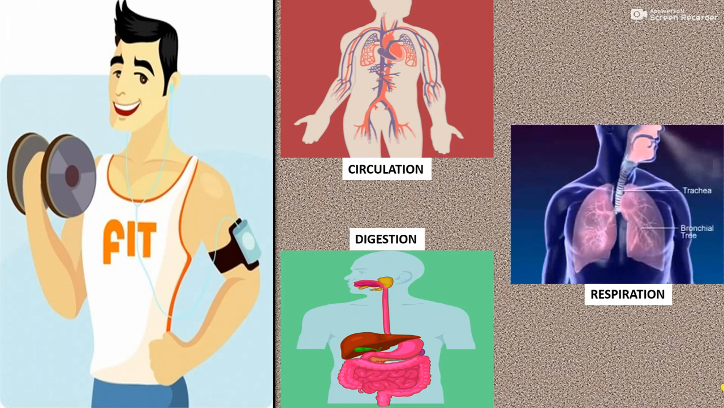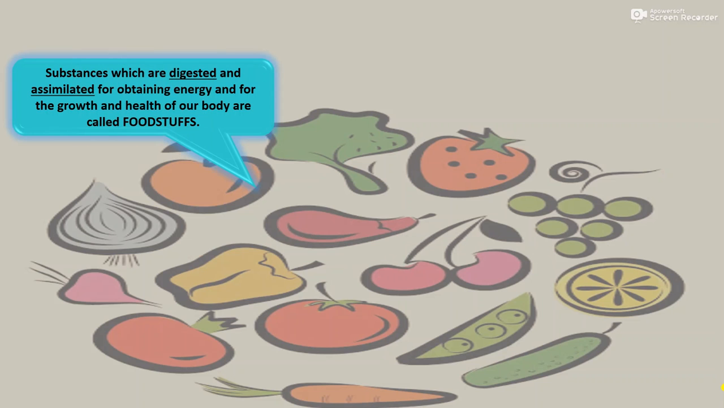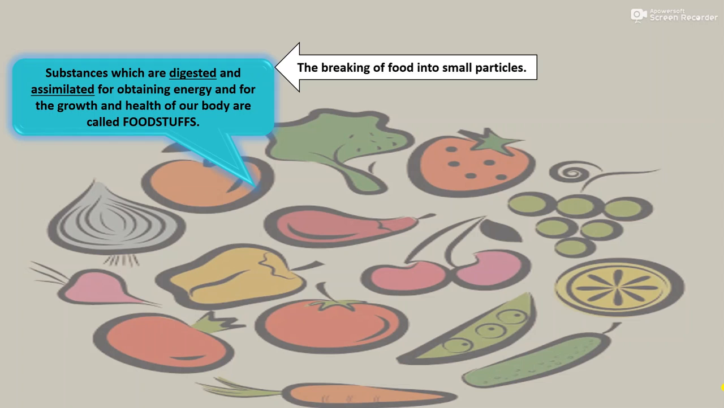And what exactly is food? What is the meaning of the term foodstuffs? So, substances which are digested and assimilated for obtaining energy and for the growth and health of our body are called foodstuffs. Once again, those substances which when we eat, are digested, that is, broken down into simpler, smaller particles, and then assimilated, that is, absorbed into our blood for obtaining energy and for the growth and health of our body, are called foodstuffs.